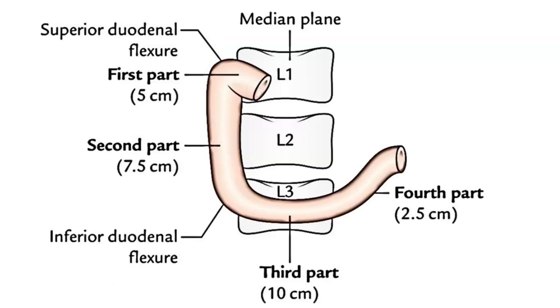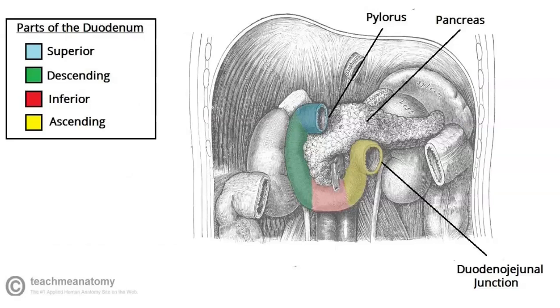The first part is 5 centimeters, and the second part, also called the descending part, is 7.5 centimeters. The third part, the transverse part, is 10 centimeters, and the fourth part, also called the ascending part, is 2.5 centimeters. There are two flexures, the superior duodenal flexure and the inferior duodenal flexure, as you can see here and here. This till here is the first part, then till here the second, till here the third, and the fourth part. So the superior, descending, inferior, and ascending parts of the duodenum.